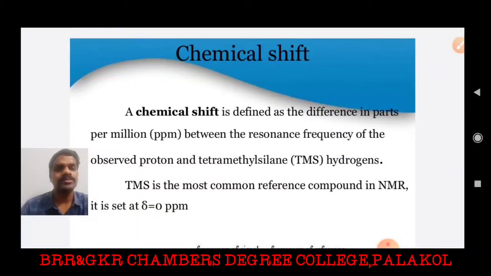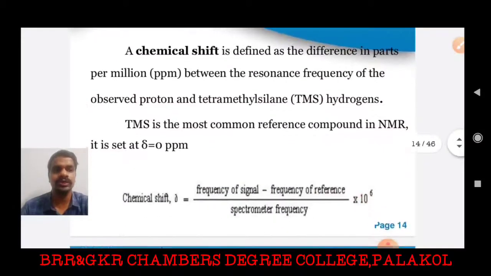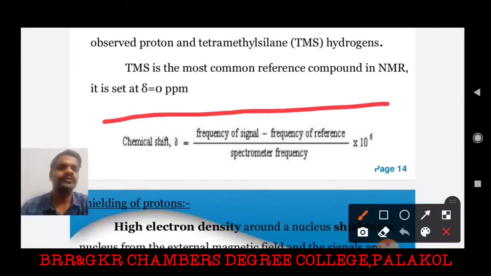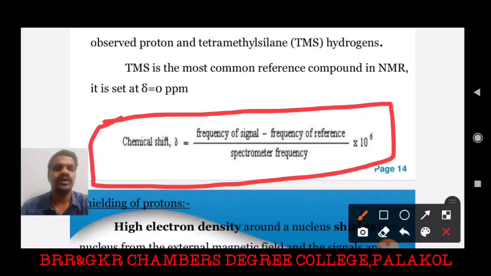So, TMS is the most common reference compound in NMR and it is set at delta equal to 0 ppm. If you take the delta scale, then TMS appears as a signal at 0 ppm. If the parameter is tau, then TMS appears as a signal at tau equal to 10. Here is the formula. The chemical shift value is equal to the frequency of the sample minus the frequency of the reference, divided by the spectrometer frequency.